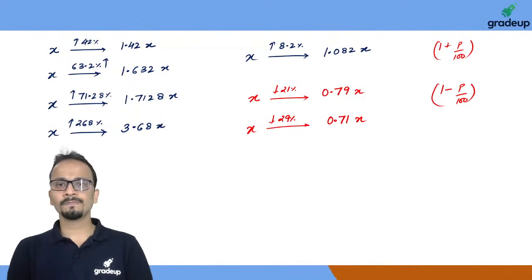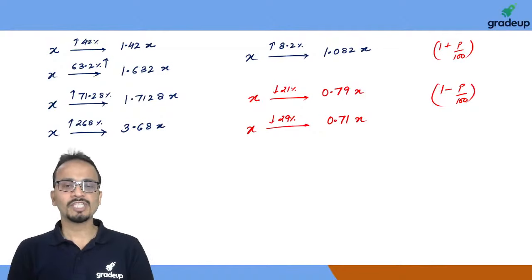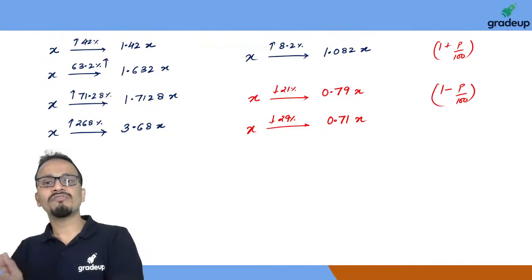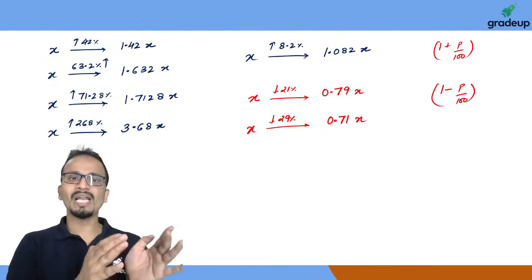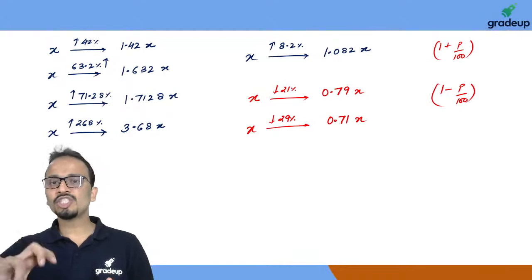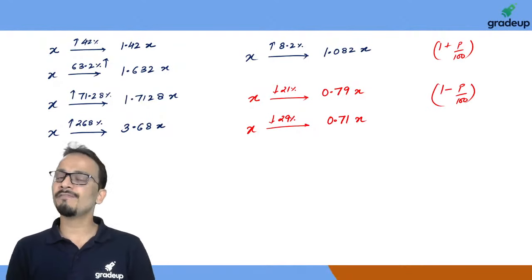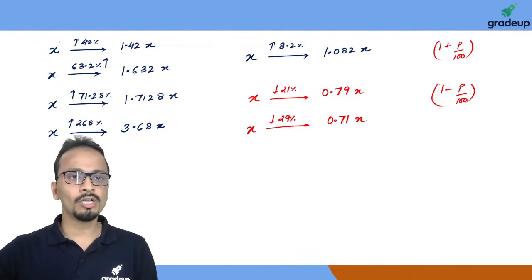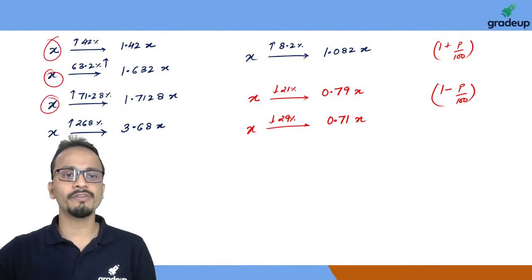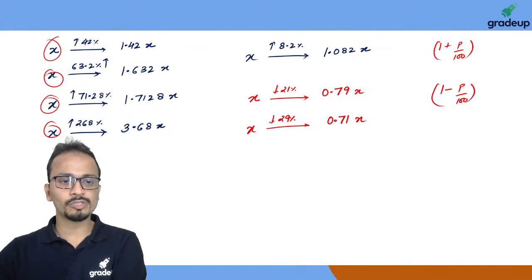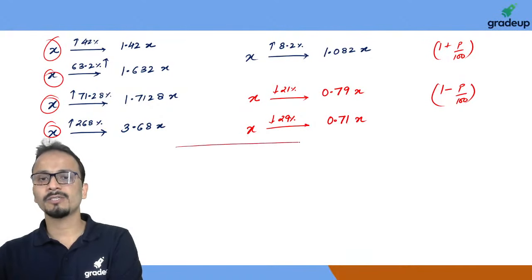Focus, all of you. In all these examples that I've just shown you, we have gone from the initial value to the final value. The initial value was given, a percentage change in terms of increase or decrease was given, and we were calculating the final value. Now let's have a look at the reverse process of this particular thing.